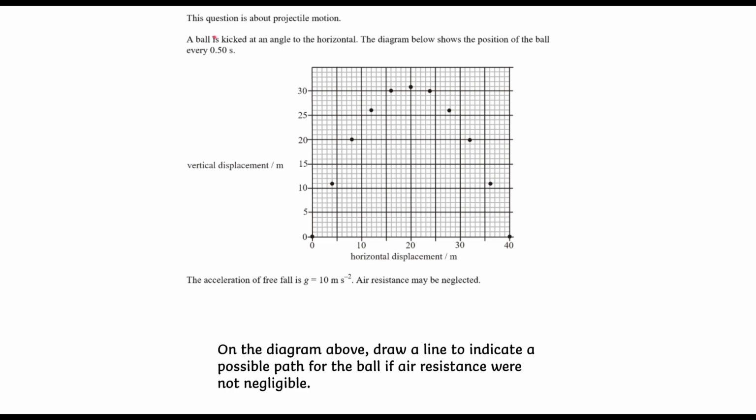So here's a small question about fluid resistance. This question is about projectile motion. They often come hand in hand. A ball is kicked at an angle to the horizontal. The diagram shows the position of the ball every 0.5 seconds. On the y-axis we have vertical displacement, and on the x-axis we have horizontal displacement. The acceleration of free fall is g equals 10 meters per second squared. Draw a line to indicate a possible path for the ball if air resistance were not negligible.